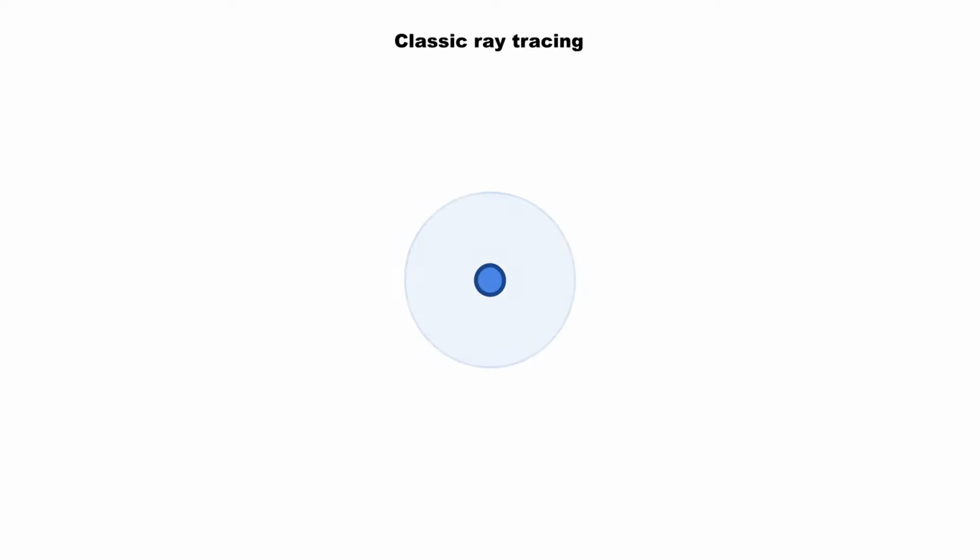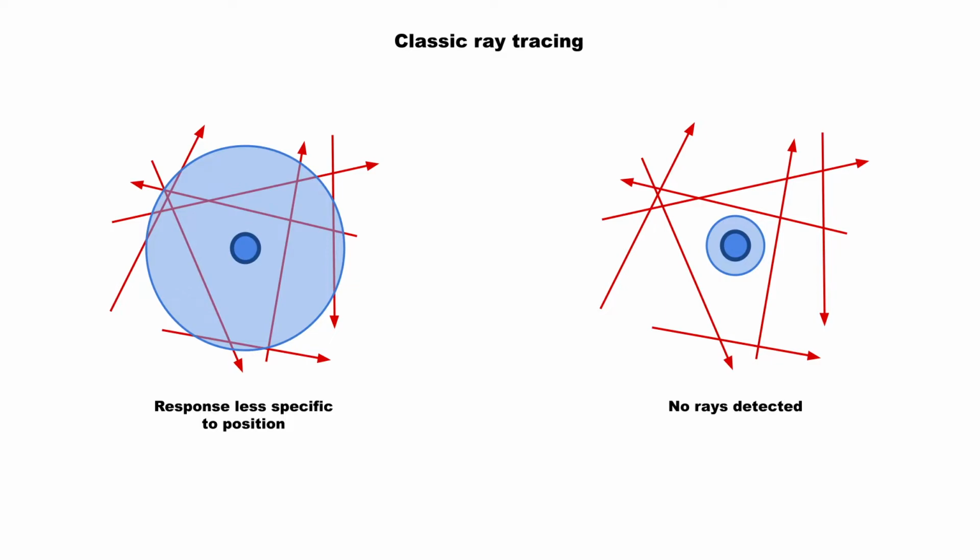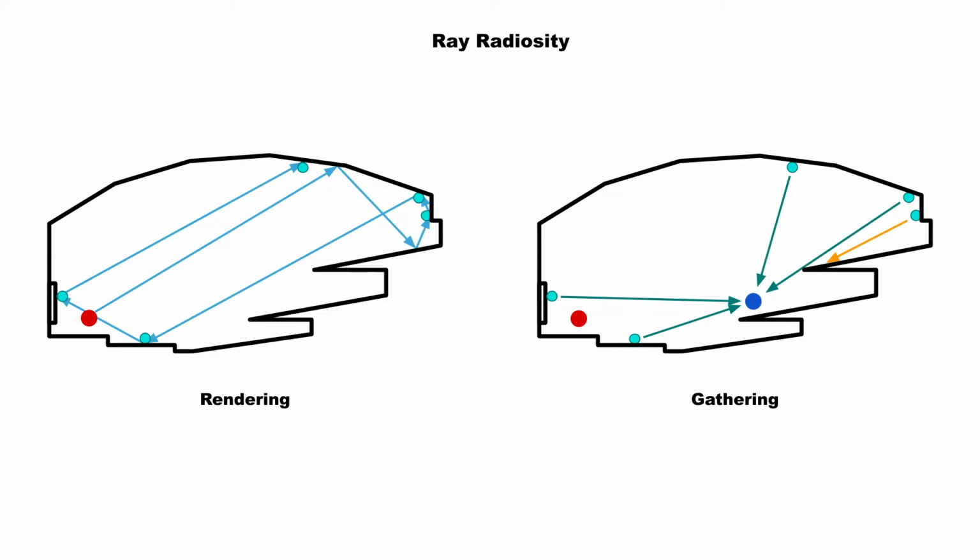In classic ray tracing, a detection sphere would be defined around the receiver, and the ray would be added as a contribution when it intersected this detection sphere. However, the definition of this detection sphere is quite arbitrary and presents problems whether it is too big or too small. Therefore, ODEON uses a different approach. Ray radiosity consists of 2 phases: rendering and gathering.